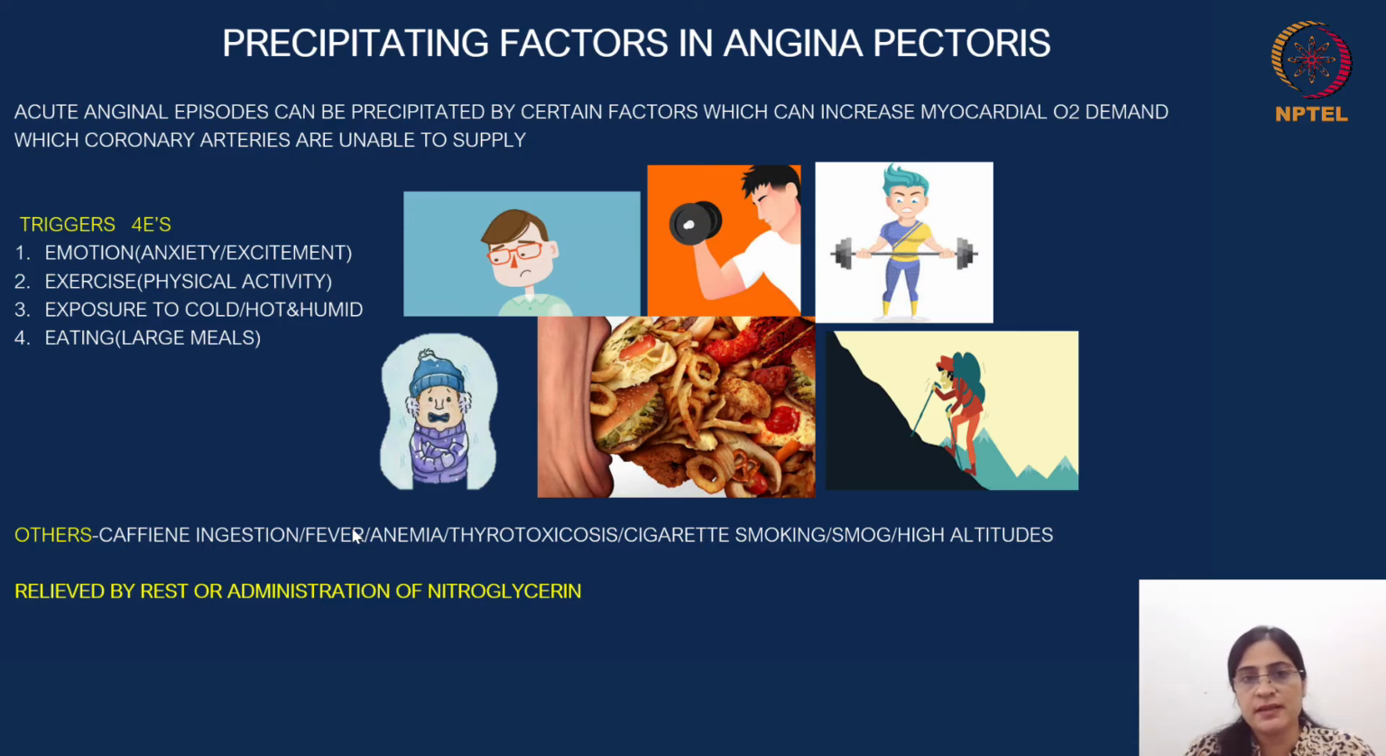So these 4 E's are responsible for increasing the myocardial oxygen demand, which the coronary arteries are unable to supply. So there's basically a disparity between the demand and supply of oxygen, which leads to angina. What can be the other factors? The other factors can be caffeine ingestion, acute fever, anemia, thyrotoxicosis, cigarette smoking, smog, or even high altitudes.